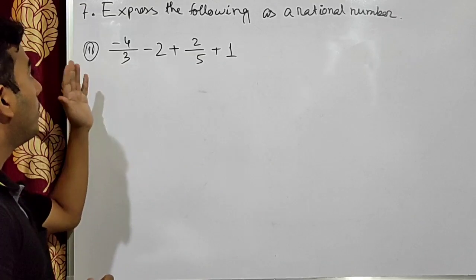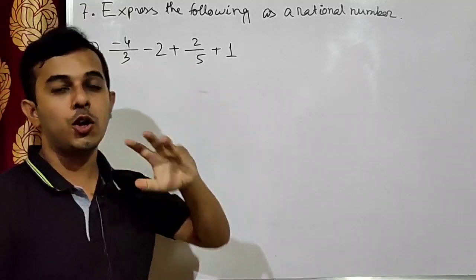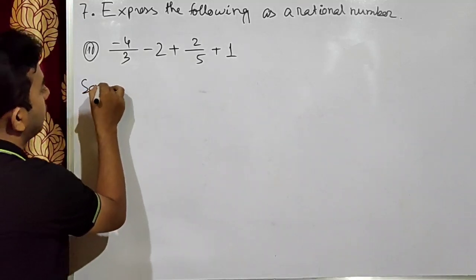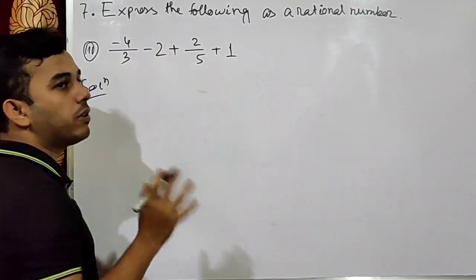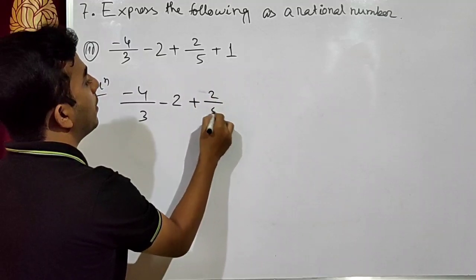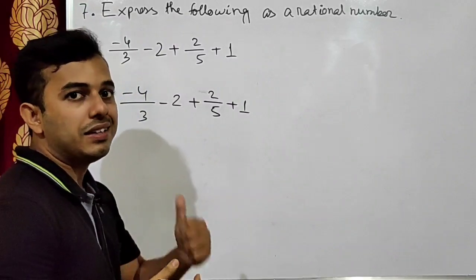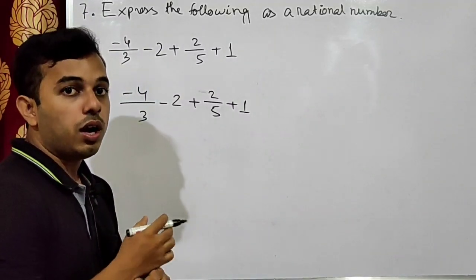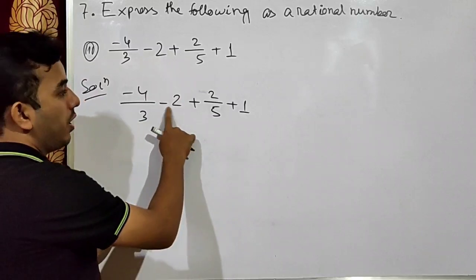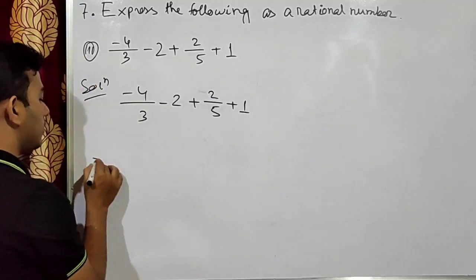So here the question is minus 4 by 3 minus 2, then plus 2 by 5 plus 1. We have to express it as a rational number. Very good. So let's start. First thing we have to write this expression, isn't it? So it is minus 4 by 3 minus 2 plus 2 by 5. Now I have earlier told you that if we have any particular number that is not in fraction, the same number has denominator 1, isn't it? So here 2 has denominator 1, 1 also has denominator 1. We know this, right?